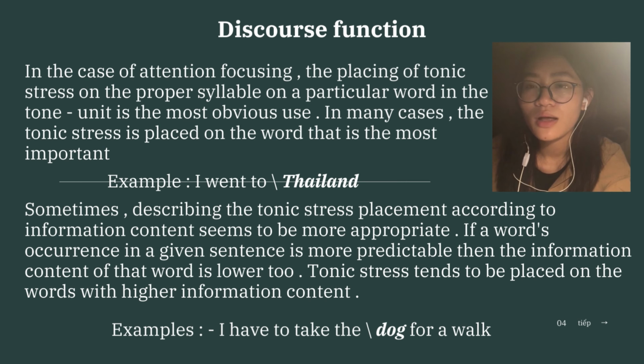For example, I went to Thailand. Sometimes describing the tonic stress placement according to information content seems to be more appropriate. If a word's occurrence in a given sentence is more predictable, then the information content of that word is lower too. Tonic stress tends to be placed on the word with a higher information content. Example, I have to take the dog for a walk.